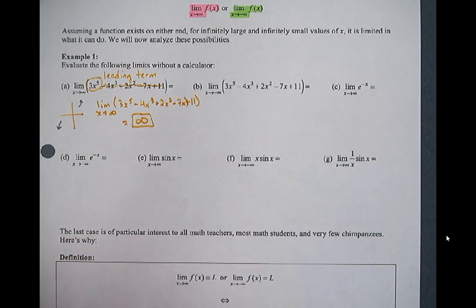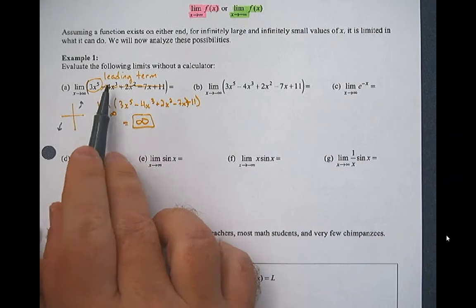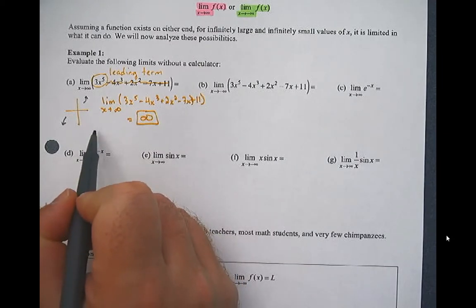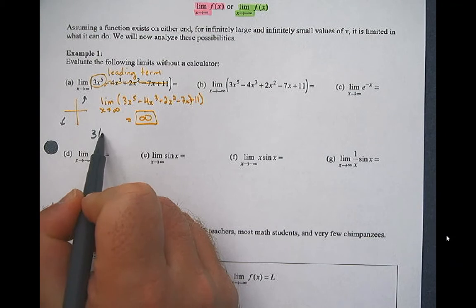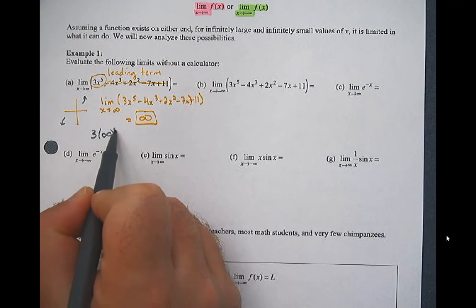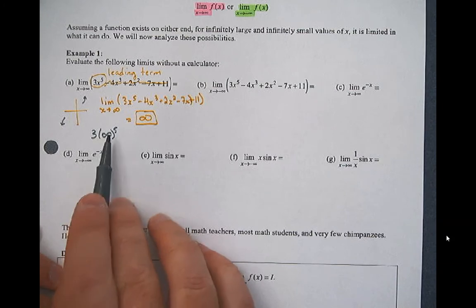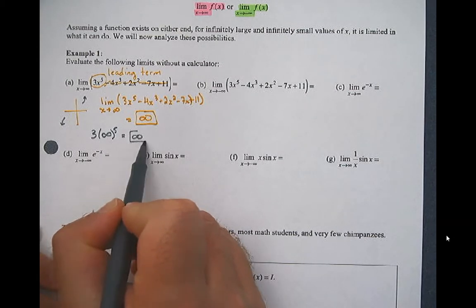So that's option 1. Option 2 is, and I like this one, you still only have to look at the leading term, but what's cool about this is you can also just direct substitute infinity into the problem. What's infinity to the fifth? Infinity. What's infinity times 3? Still infinity. Positive infinity.